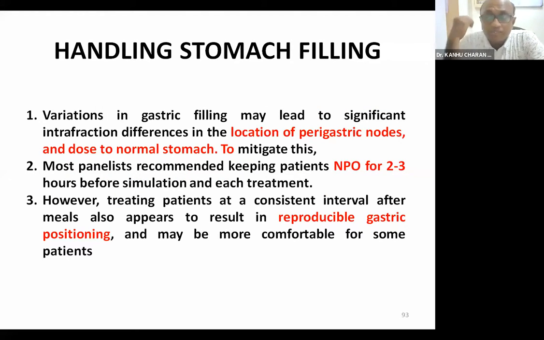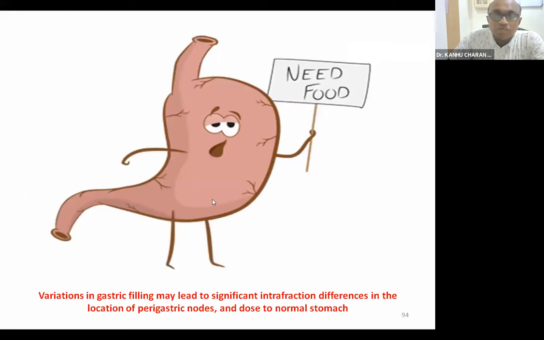Stomach planning, again, is a very important thing. The location of perigastric nodes relative to normal structures is very important. So to reproduce the gastric positioning, you should do at least 2 to 3 hours of fasting, or 4 hours of fasting.